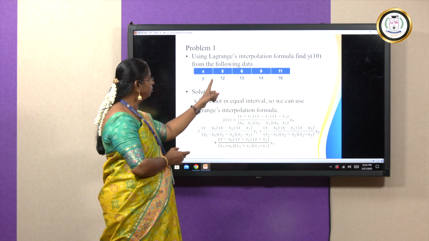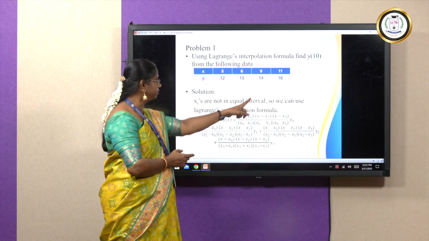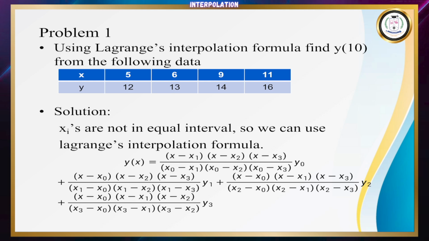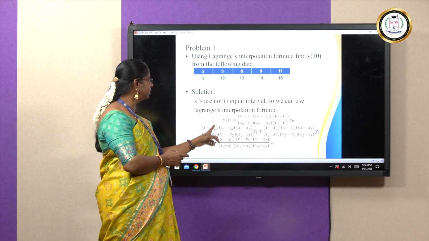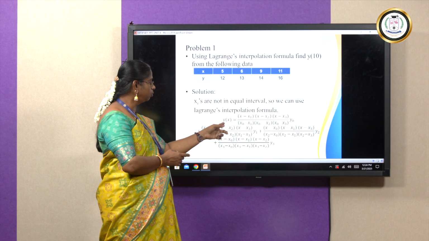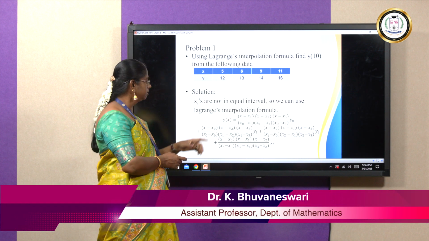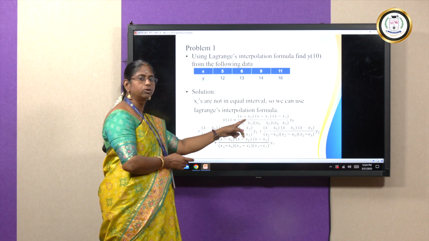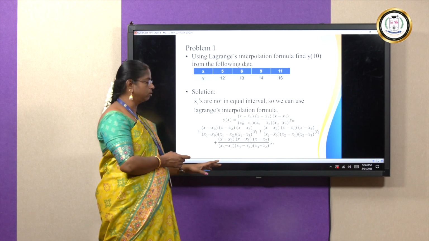You have x0, x1, x2, x3. So that is why I stopped at x3. So x minus x1, I am not taking x0 in the first term. x minus x1, x minus x2, x minus x3, divided by what is not taken in the numerator, that is taken in the denominator. That is x0 minus x1, x0 minus x2, x0 minus x3, into y0.